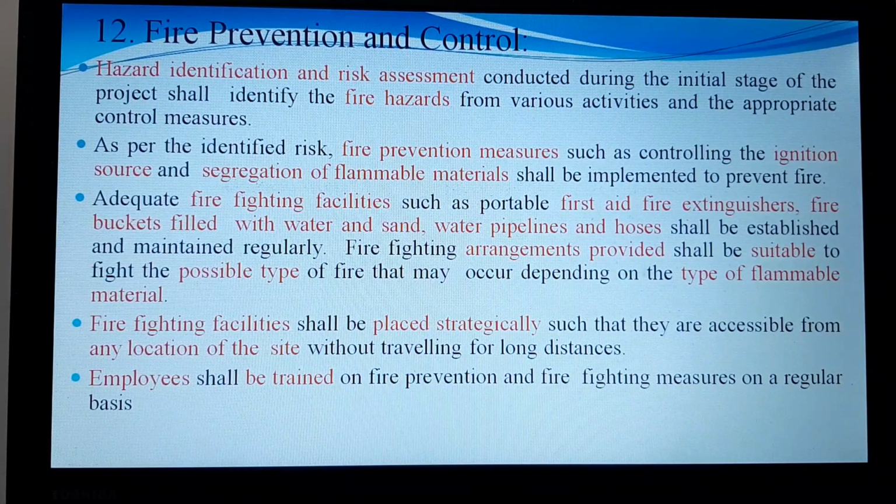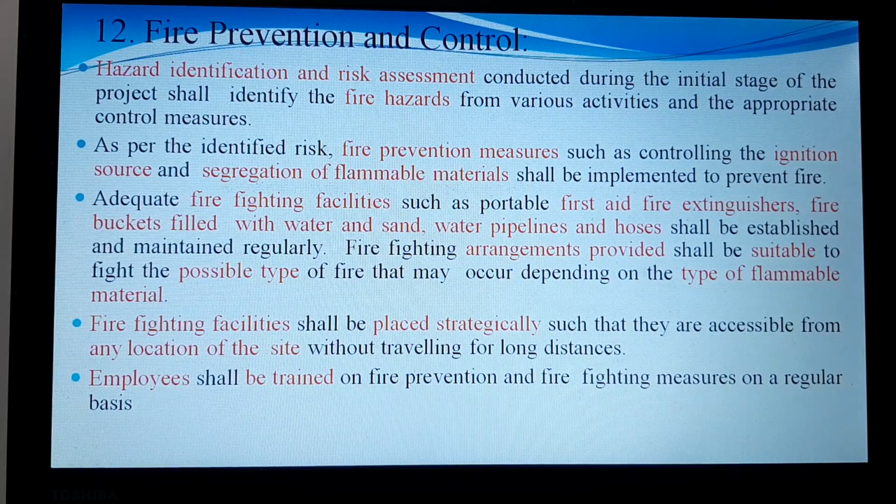Fire prevention and control is very important, because this forms a hazard, right? Hazard identification and risk assessment of fire hazards need to be clearly monitored, and for the identified risks, fire prevention measures, control of ignition sources, and segregation of flammable materials are to be implemented to prevent fire. This segregation of flammable materials is very much important, because when something is individual, nothing is going to happen. Probably when it adds up with some other material, that will cause fire, which has to be avoided.